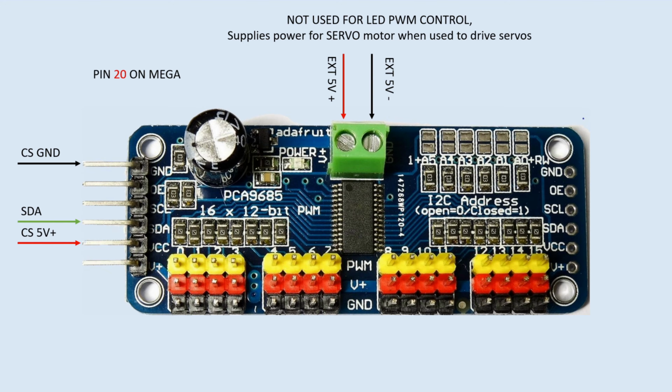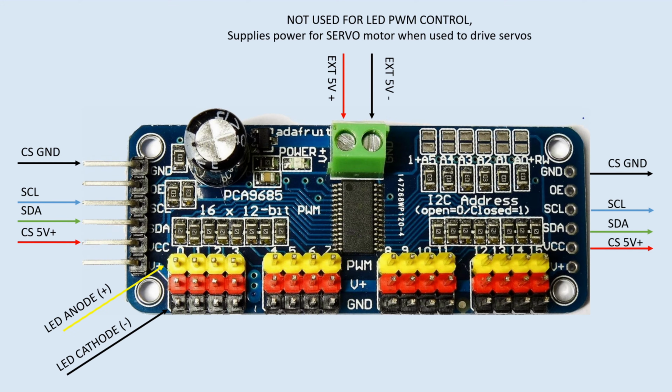Next, we need to be able to address these, and we do that through I2C, and it uses a data and a clock pin. So the data pin goes on pin 20 on the Mega, and the clock pin goes on pin 21. Easy as that. Just a wire from pins 20 and 21 to the data and clock pins on the PCA9685. Next, we connect the LEDs. The anode or positive will go to the PWM pin, or the yellow pin on these boards, and the cathode or negative will go to ground.